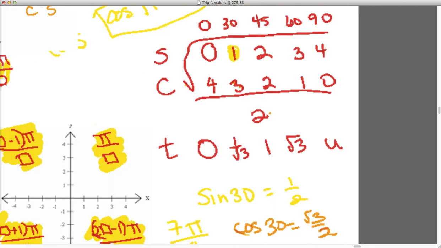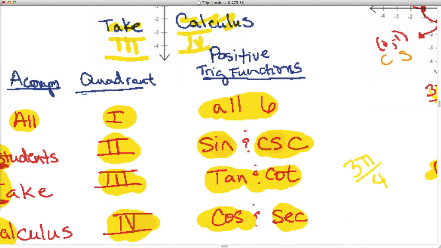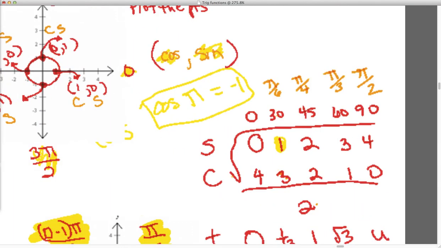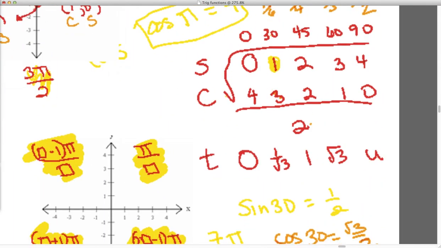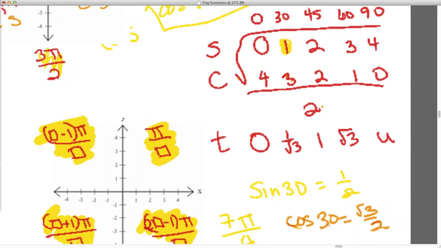Depending on what quadrant you're in, you would use the acronym "all students take calculus" to determine if it's positive or negative. So if we're in the third quadrant, that cosine would have been negative. And this angle would have been 210 degrees or 7 pi over 6.